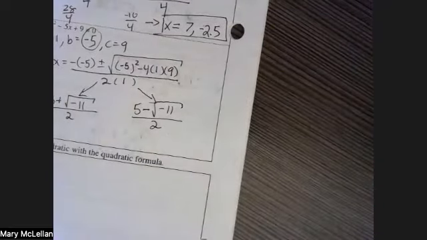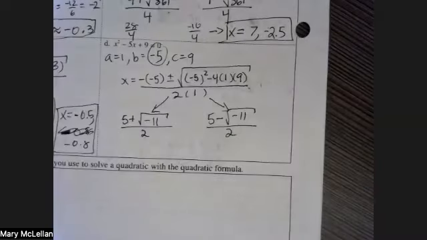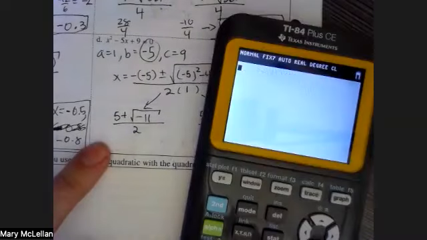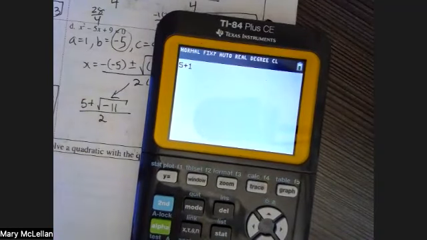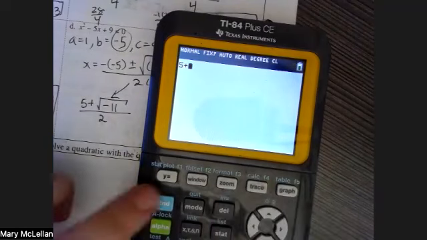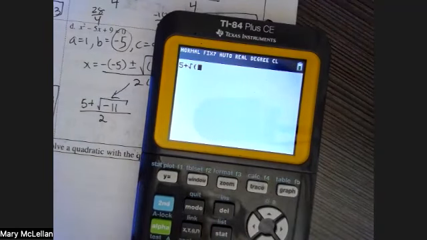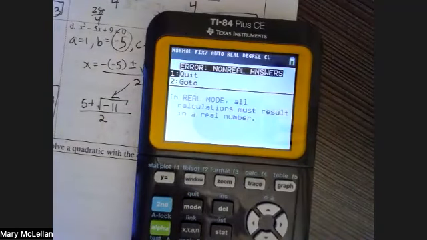And at this point, your calculator is going to do a little bit of rejection to you, because I want to find the numerator, right? I'll show you. 5 plus the square root of negative 11. Won't do it.